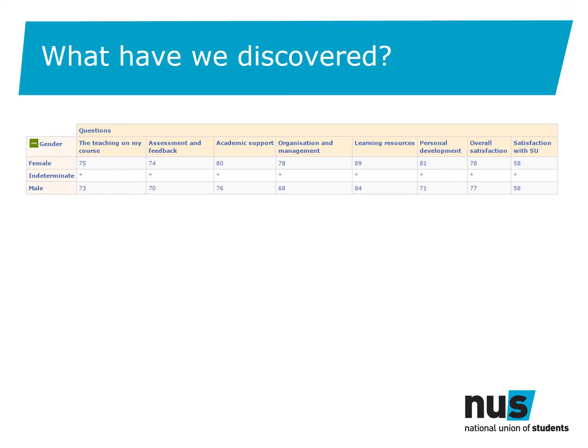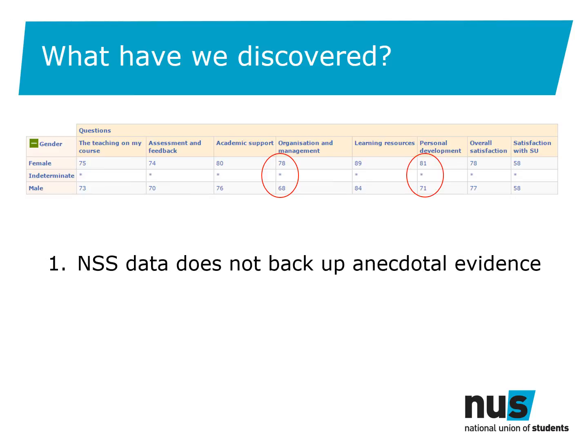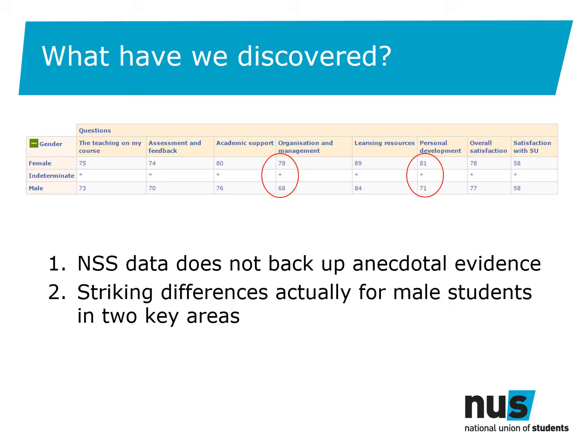Let's take a closer look at these results. Remember the three things we wanted to find out? First of all, the data clearly does not support the anecdotal evidence. It actually shows the opposite of our hypothesis. Female students are more satisfied than male students, particularly in the areas of organisation and management and personal development. We may wish to conduct further research based on this evidence, or we may decide that there doesn't appear to be an issue after all.